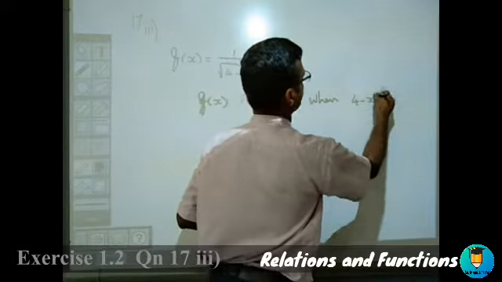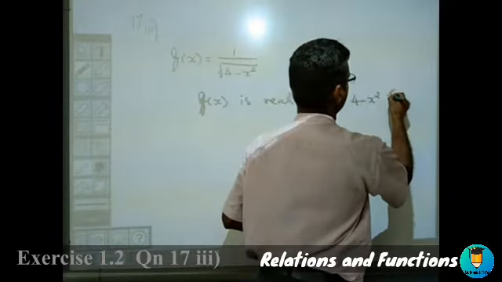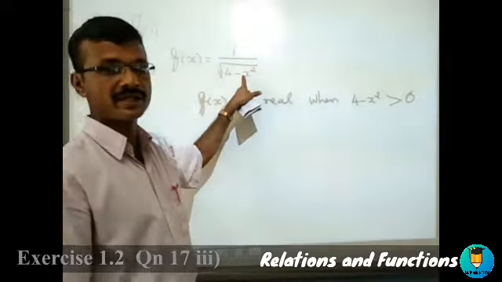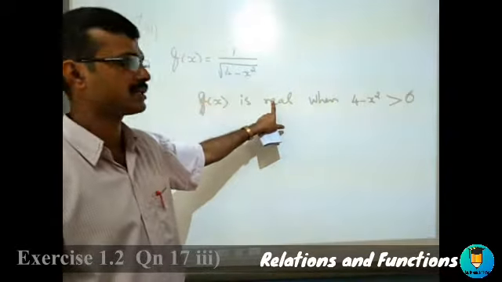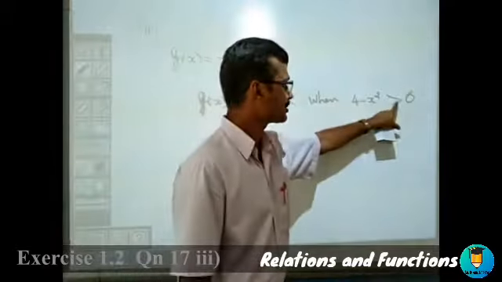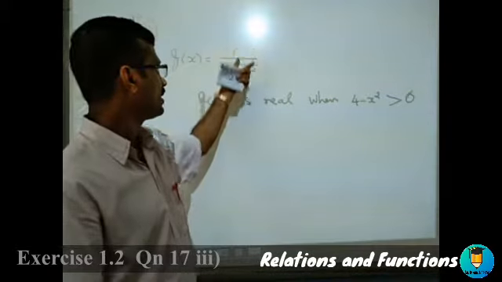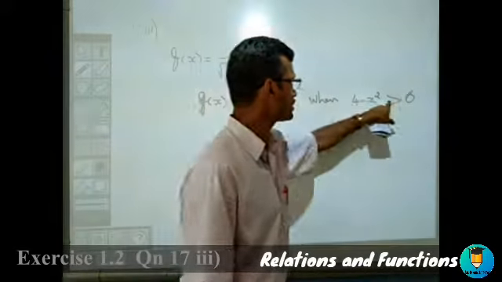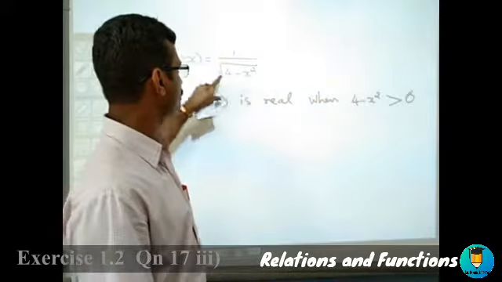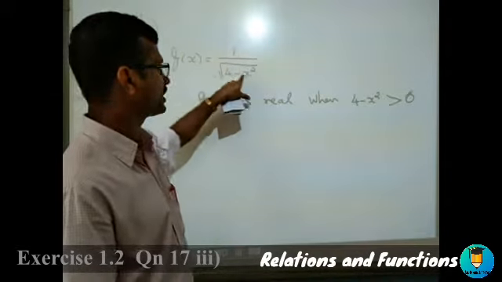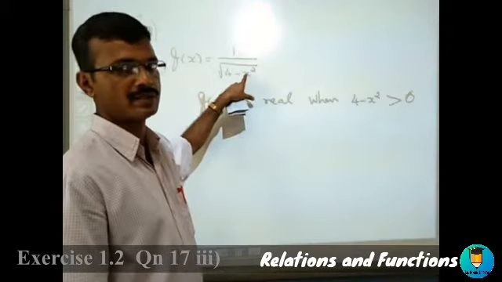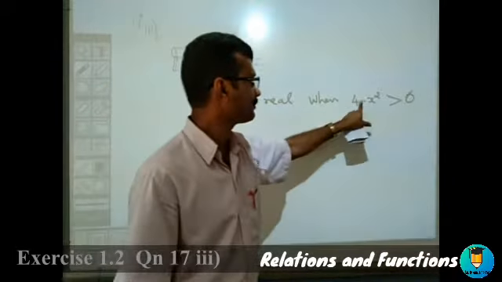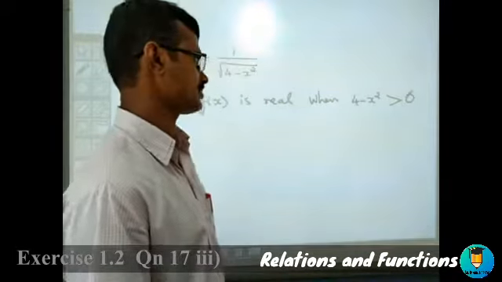4 minus x square is greater than 0. When the denominator 4 minus x square is greater than 0, only then f(x) is real. Why greater than 0? Suppose it is equal to 0, then 1 divided by 0 is not defined. Now if it is less than 0, it is a negative number, so this is under root of a negative number. That is, it's the imaginary case, you know that. So f(x) is defined when 4 minus x square is greater than 0.